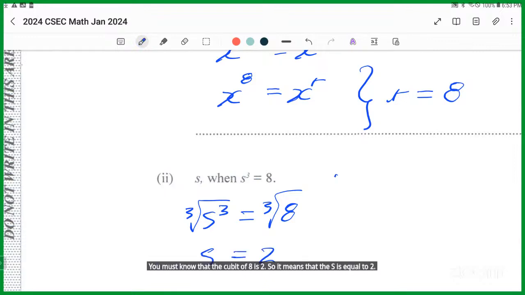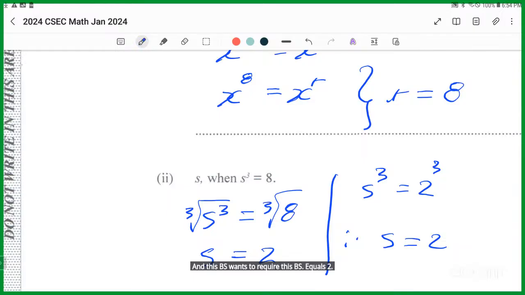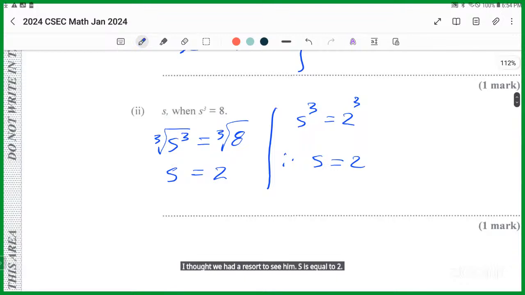Another way we could have done it is to recognize that the 8 is actually 2 cubed. And so we'd have s cubed equals, right, this 8 as 2 cubed. So since the power is the same, then this base must equal this base. So we can say therefore s equals 2. So either way the result is the same. s is equal to 2. How many marks for that? 1 mark for that. That's that.